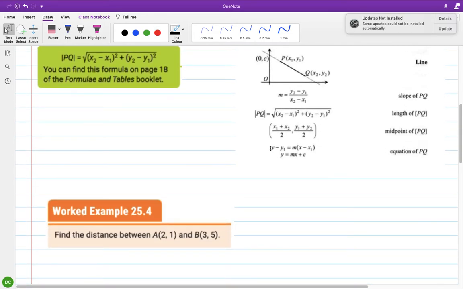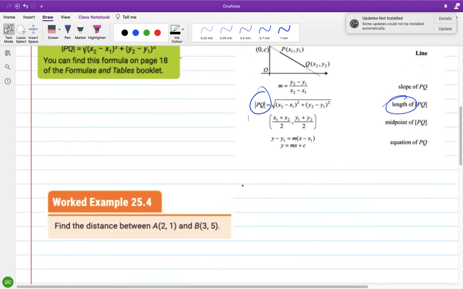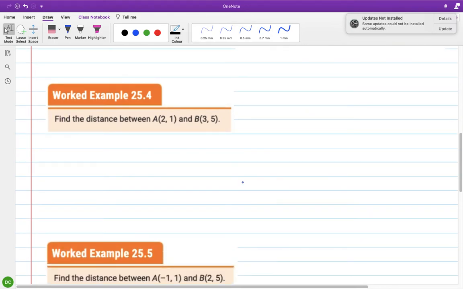Another way they can ask for length or distance is just these straight line brackets. Those straight line brackets are another way of saying length or distance. Okay, so there's kind of three ways of asking it. They can either say distance, they can say length, or they can simply use the straight line brackets. Okay, so let me show you how to do it.